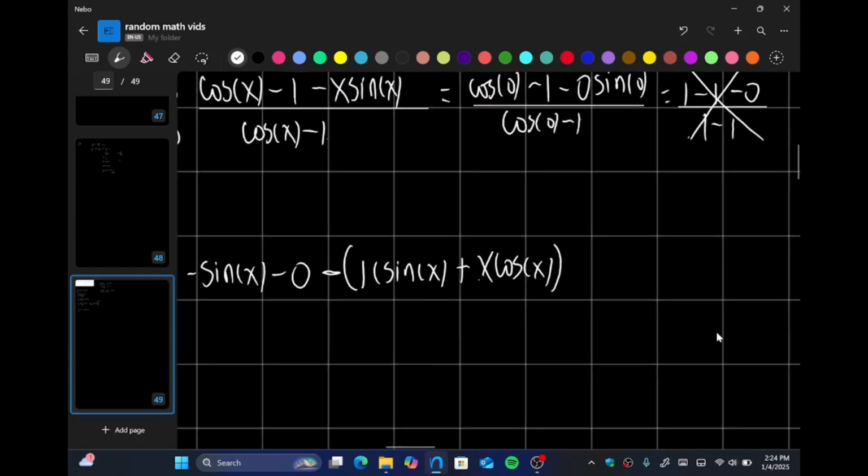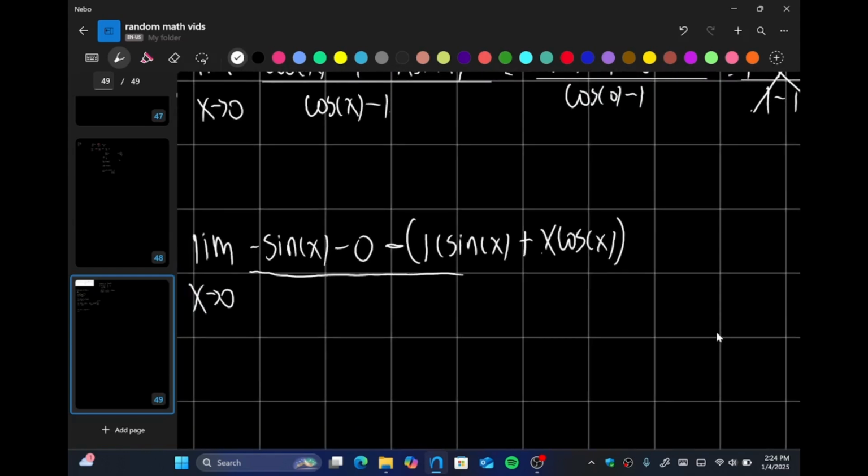So this, again, is a very tedious problem. You have to do L'Hopital's rule a few times to get this one. It took me a good 5 minutes to do it on my own. Or a good 10 to 20 minutes. But again, I figured it out.